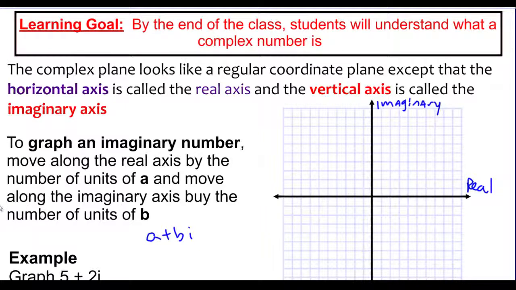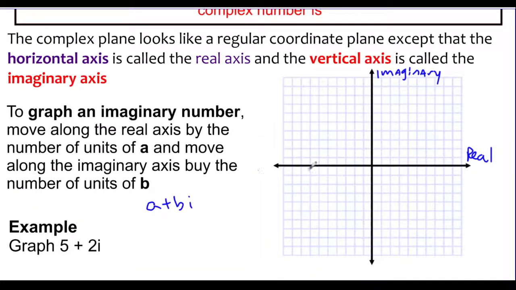So for example, if I had 5 plus 2i, this would be my a value, and 2 would be my b value. So I'm going to say, move along the real axis, however many units the real number says, which in this case says to move 5 units to the right, because it's positive. 1, 2, 3, 4, 5. And then the b says move up 2. So I would say this point right here is 5 plus 2i.